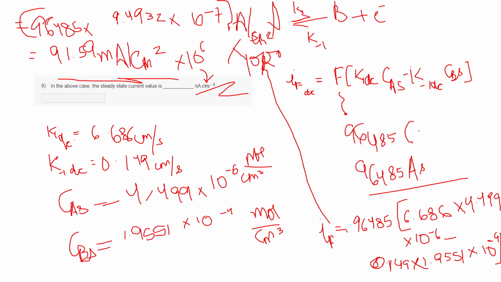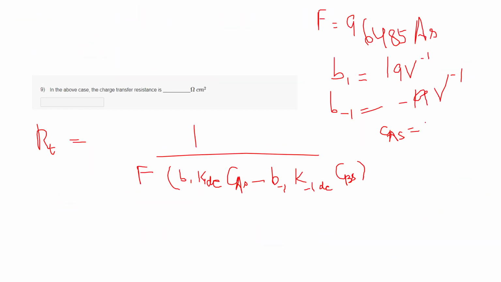CAS is 4.499 into 10 to the power minus 6 mole per centimeter cube. Be careful with the units, that's the most important thing. What you can do is, for this case I'll say it will be ampere second. You can just do this balance of the units and check.